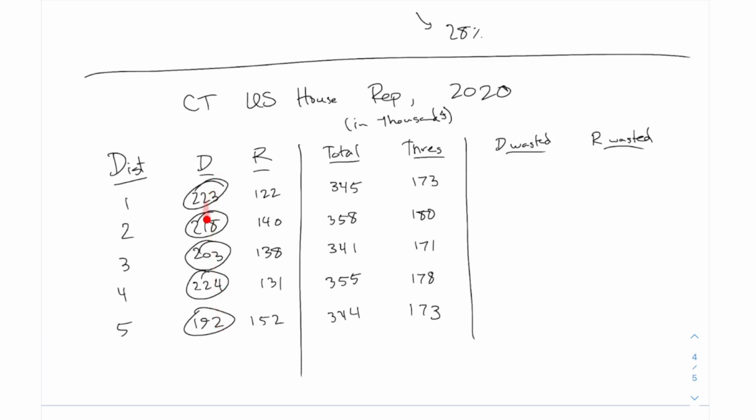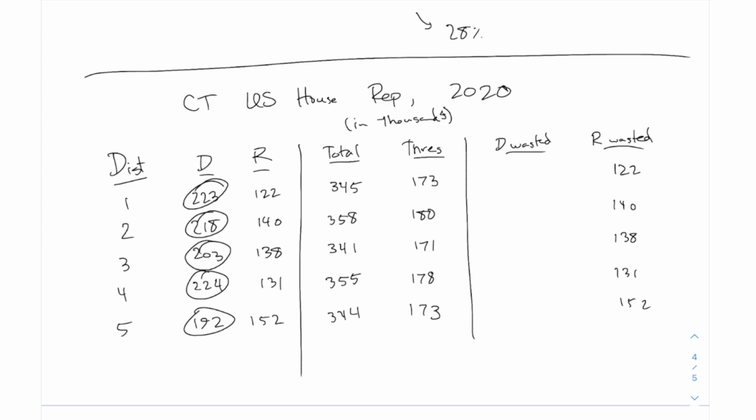The D's won every time. That means every R vote is always wasted. So in this example, I can just copy all these R's, where the R's wasted because the R's lost every time. So 122, then 140, then 138, then 131, and then 152, right?